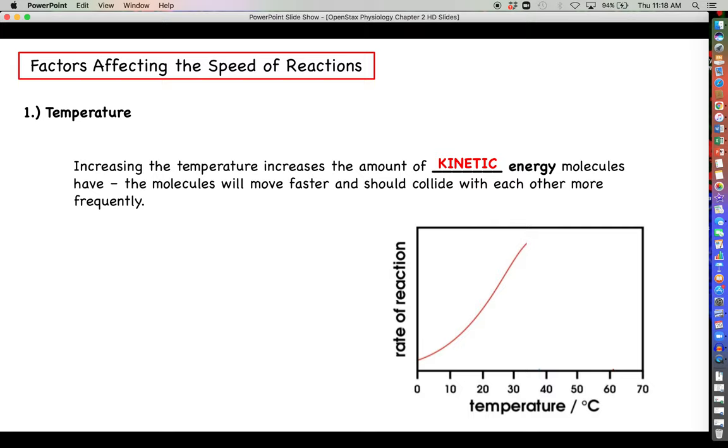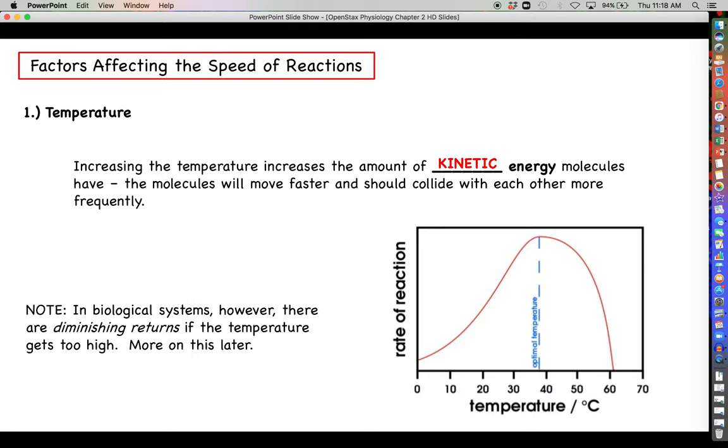So the idea here is that if we just keep increasing the temperature, the rate of the chemical reaction should just keep going up and up, right? Well, here's the issue. In biological systems, obviously talking about the chemical reactions that are happening in our body, in cells, and in nature, there are what we might call diminishing returns if the temperature gets too high. So there is a limit to the benefit that we get out of increasing temperature.